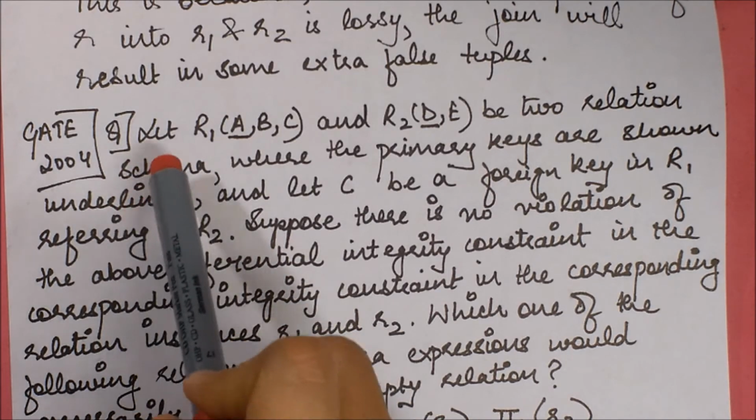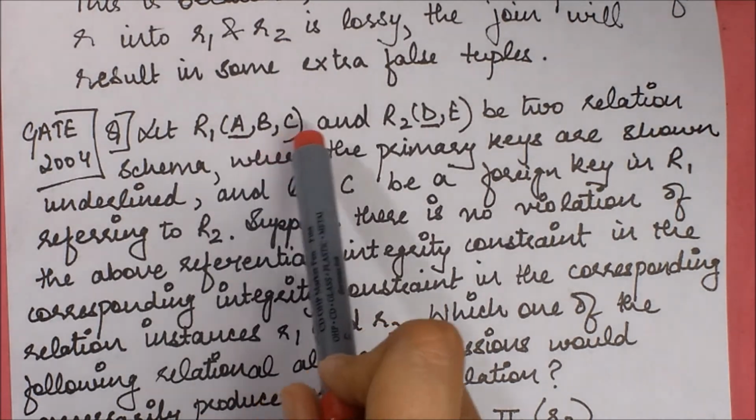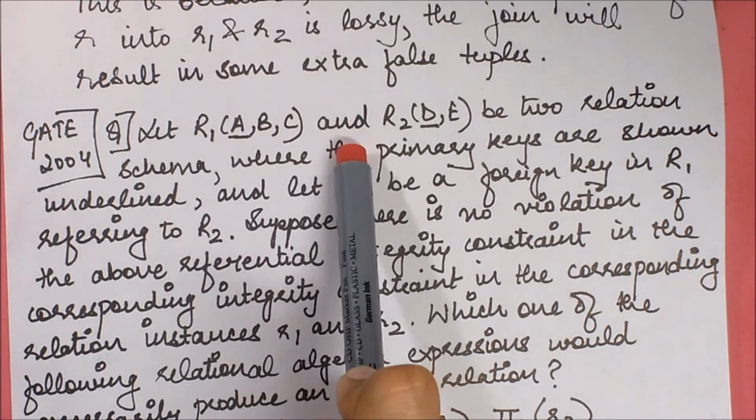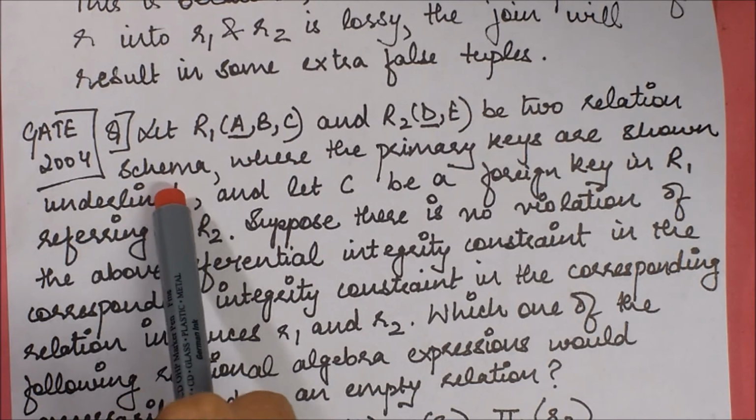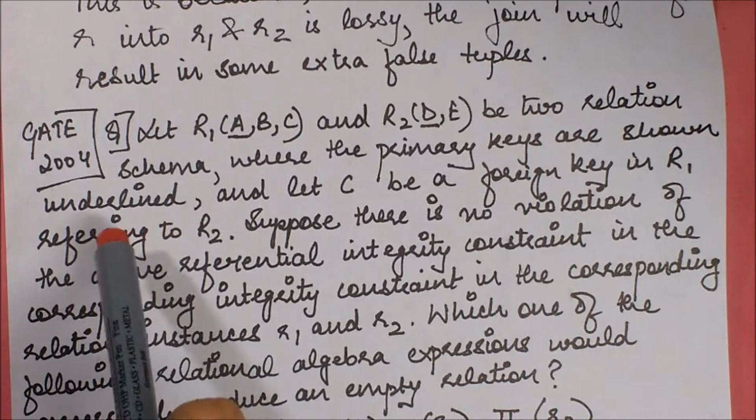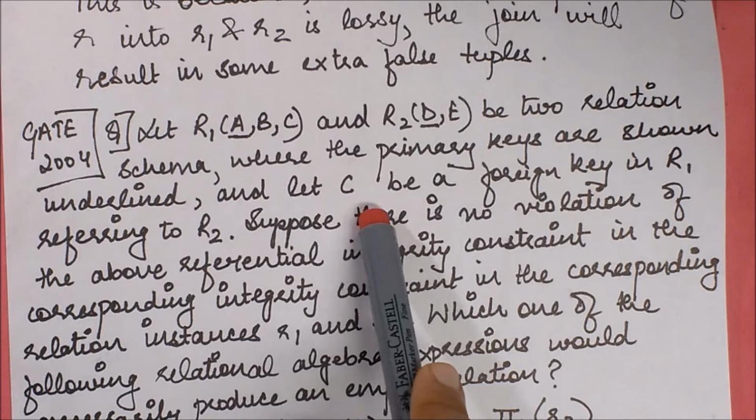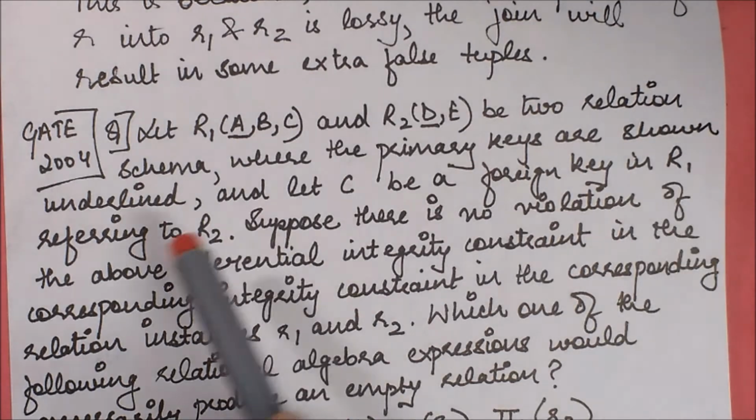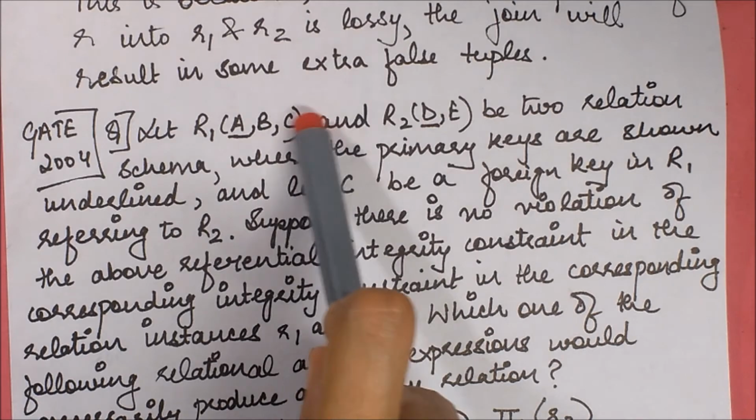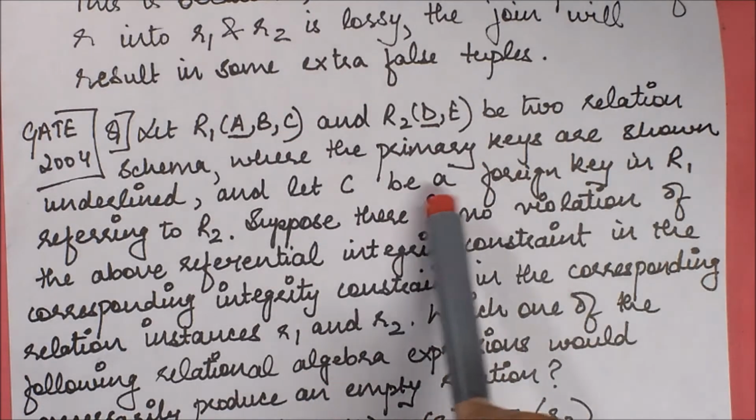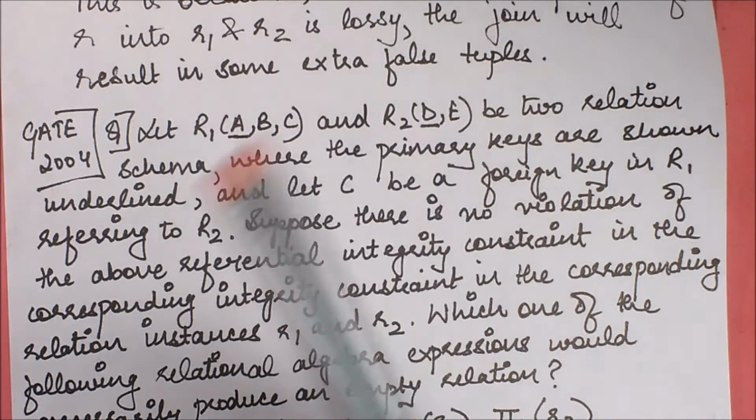This question says, let R1 (A, B, C), where A is the primary key, and R2 (D, E), where D is the primary key, be two relational schemas where the primary key is shown as the underlined one, and let C be a foreign key in R1 referring to R2.